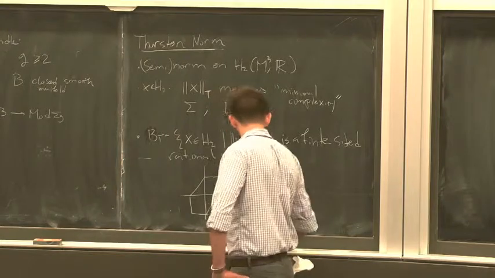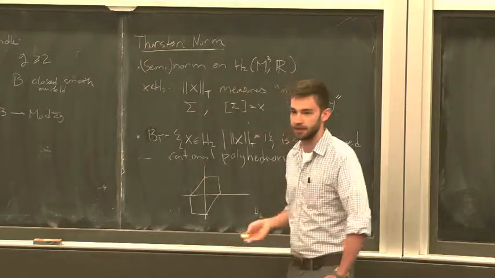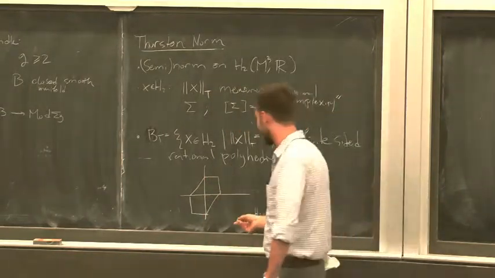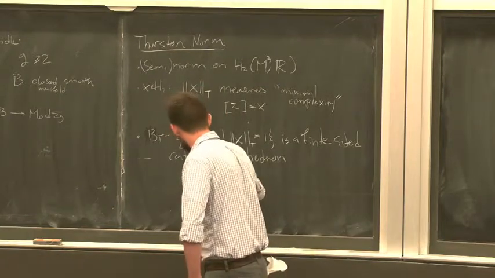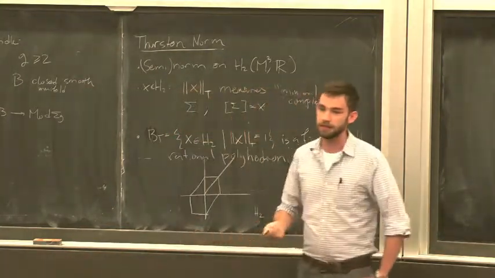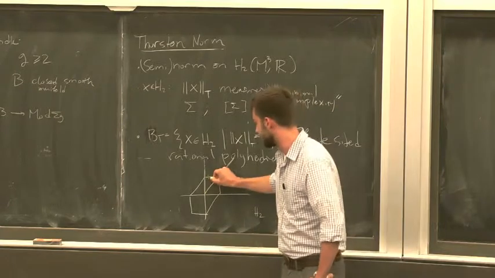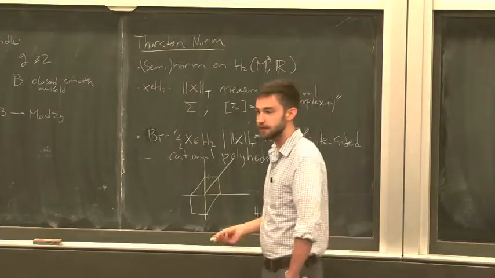So one thing that you can do with this, once you have this structure of a finite-sided rational polyhedron, is you can start studying cones on faces. So by this I just mean the R-plus span of the classes that live on a particular face.